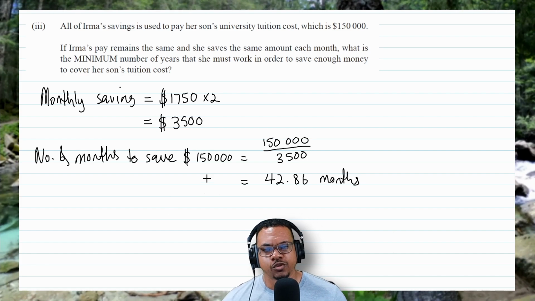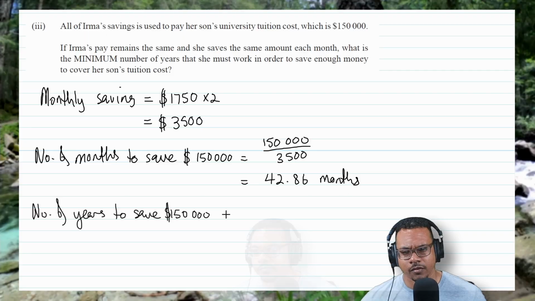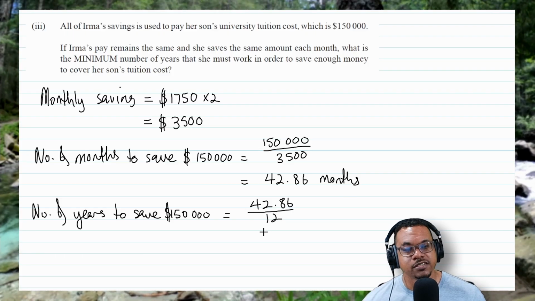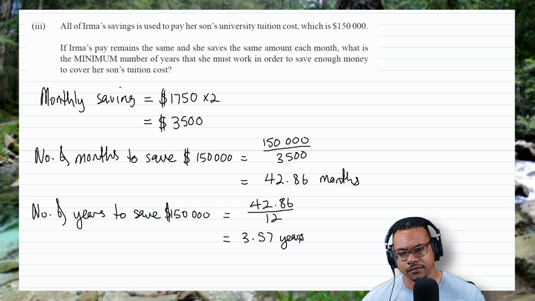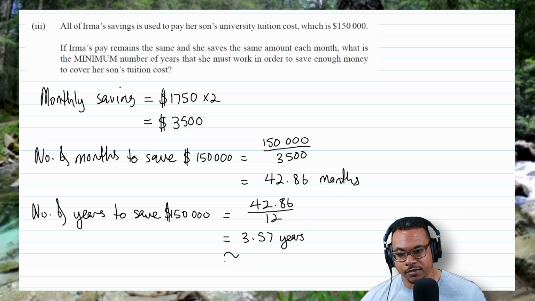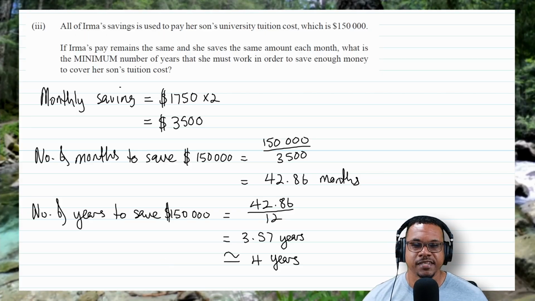Now we remember that there are 12 months in 1 year. So the number of years to save 150,000, we'll divide this 42.86 by 12, because there are 12 months in 1 year. And I'll get 3.57 years. Now, seeing that we want the minimum number of years, we wouldn't want a fraction of a year, so we'll approximate this to 4 years. So the minimum amount of years to save this amount will be 4 years. And that will be it for this video.